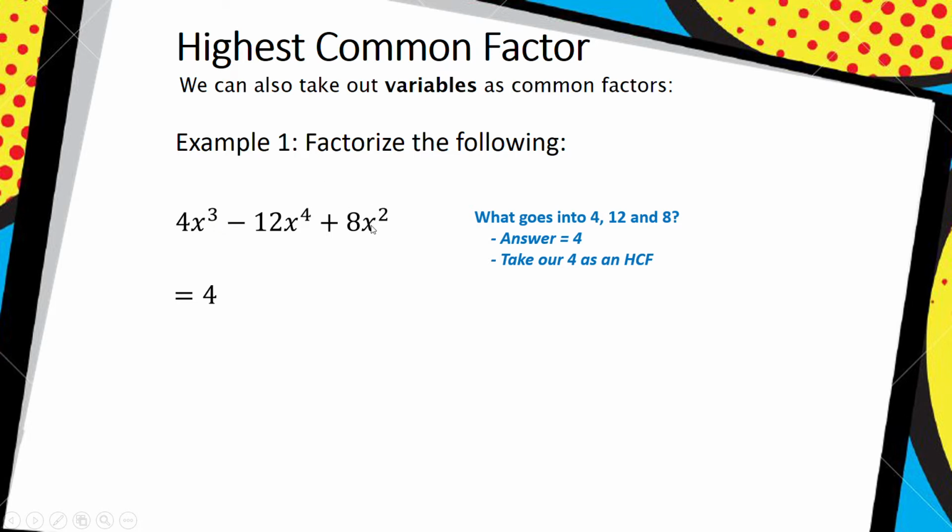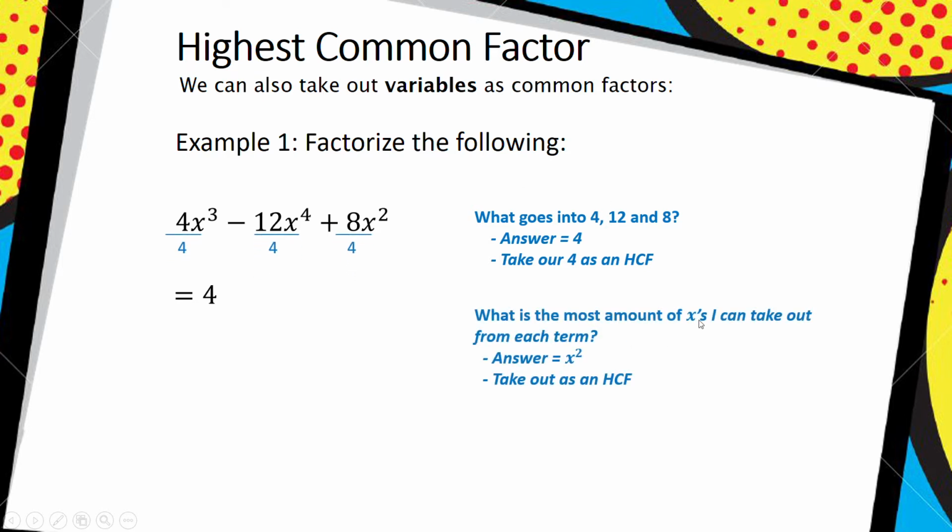So I'm going to try and divide through by x squared because there's at least 2 x's there, at least 2 x's there, and at least 2 x's there. So you always choose the smallest amount of that variable. In this case, the smallest amount of x's is 2. So what's the most amount of x's I can take out from each term? x squared, so I take that out as a highest common factor. So now there's my highest common factor, which I'm dividing through by.